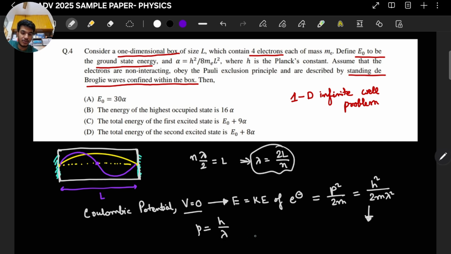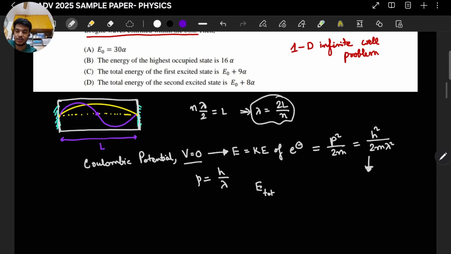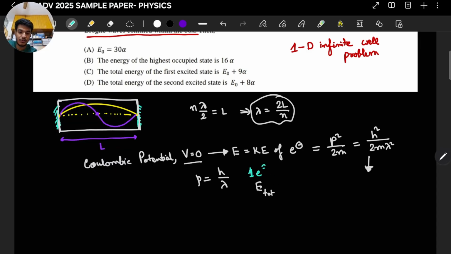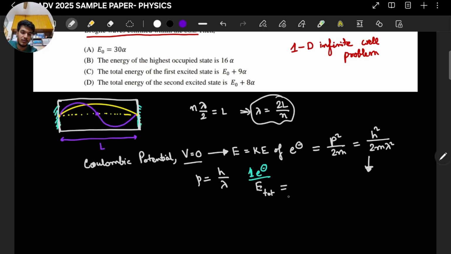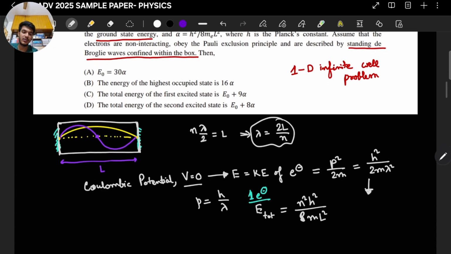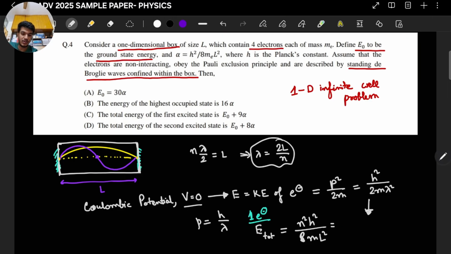Substitute this to get the total energy of the box, the energy of the system, or of a particular electron. This is for one electron, okay? I'm talking about only one electron now. So the total energy of an electron in the nth state would basically be n square h square by 8 m l square, and I guess this is what has been given as alpha. So we have n square alpha here.